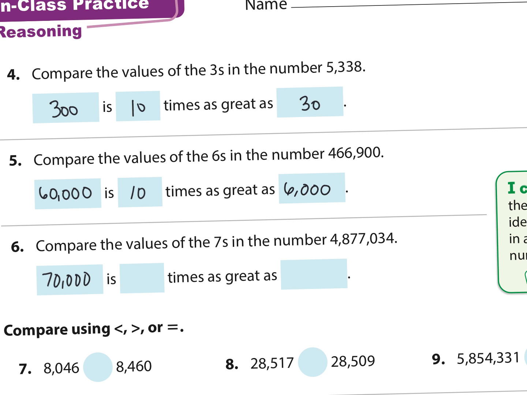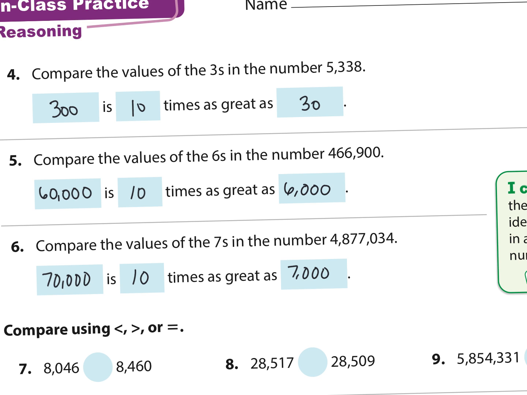70,000. Okay, yellow table, what did you guys put in the next box? 10. 10 times as great as. Blue table, what'd y'all put in that last box? We put 7,000. 7,000.